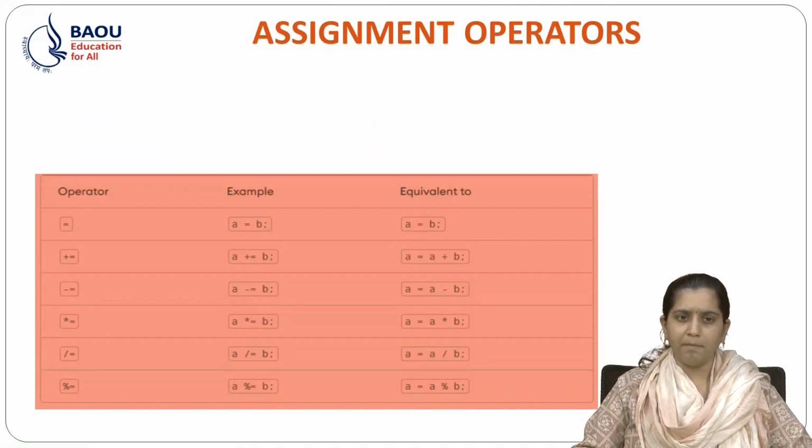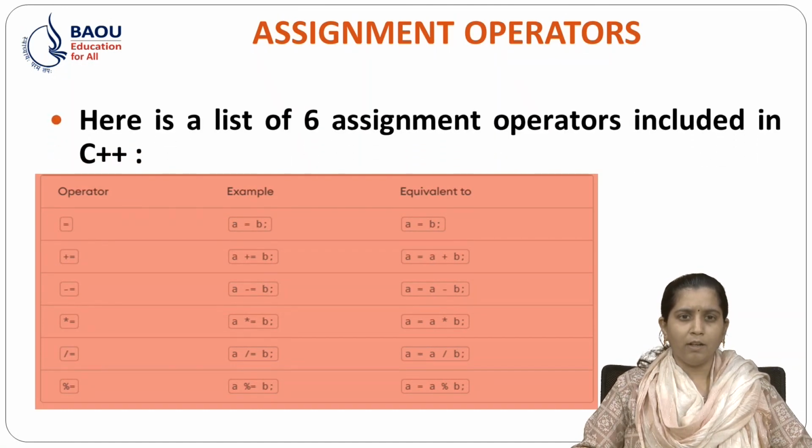Let's see assignment operators. Here is a list of 6 assignment operators including equal to, plus is equal to, minus is equal to. What are assignment operators? Assignment operators will assign values to the variable at a time. Let's see one example of assignment operators.